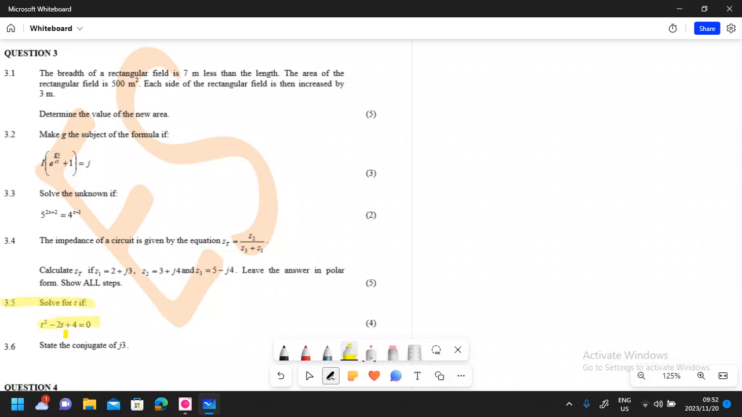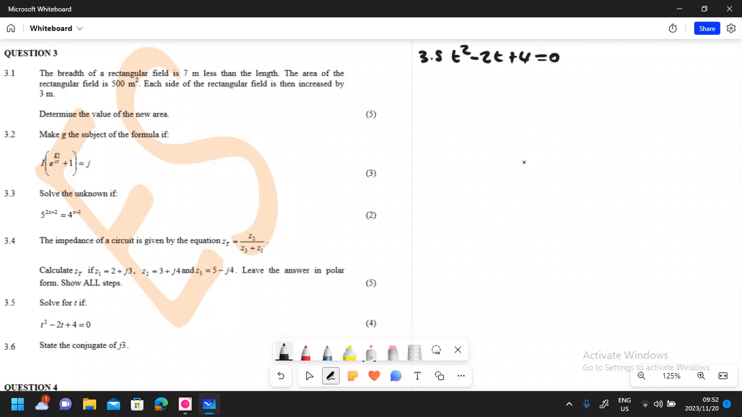Now remember, we are still under imaginary or complex numbers. So guys, this at some point will give us an answer with complex numbers. But let's see. Now 3.5, let me write it here. They want you to find t. So we have t squared minus 2t plus 4, and this is equal to 0.